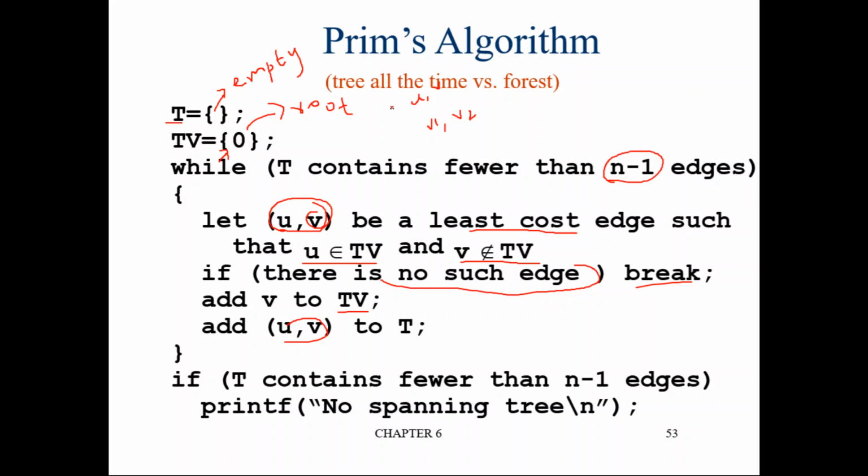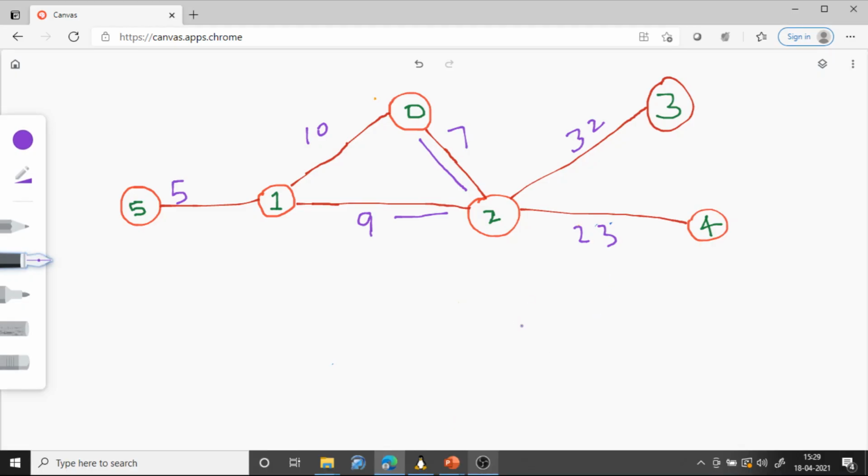Like this, continue. The termination can happen either because of this or because of this. After coming out, you can display the TV content, which will contain n minus one edges. If it does not have n minus one edges, then you can say that there cannot be a spanning tree for this graph.